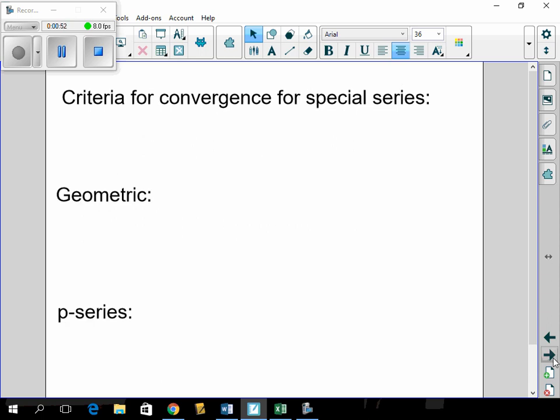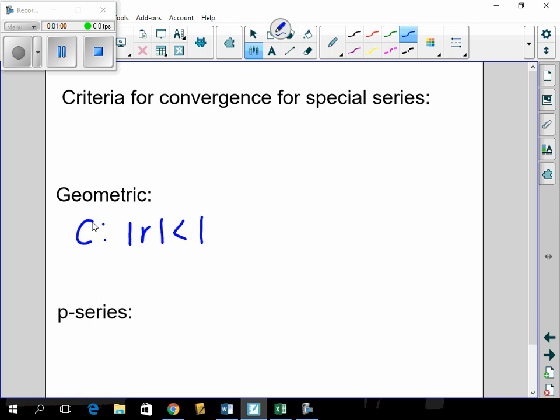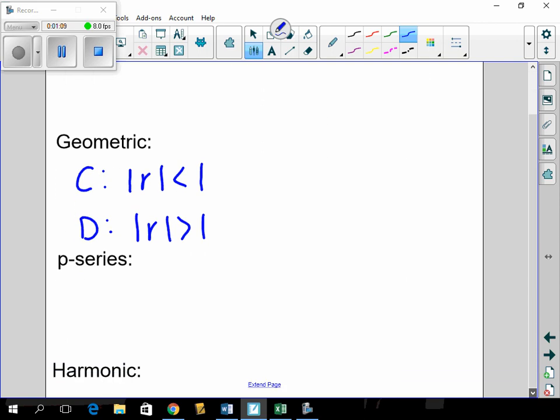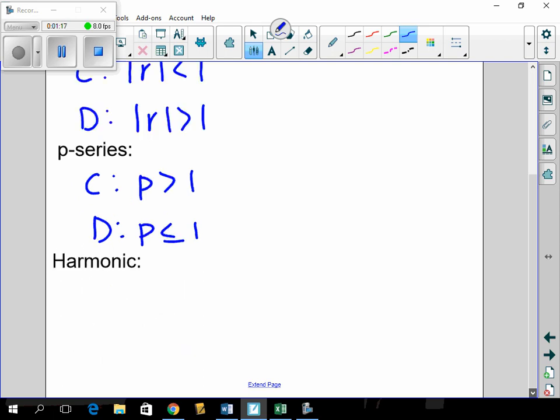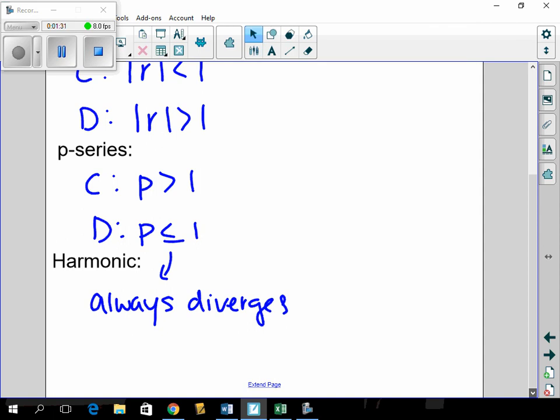We talked about the criteria for convergence for these special series. Just a reminder, geometric converges when the absolute value of R is less than 1, and it diverges when the absolute value of R is greater than 1. And for P-series, it converges if P is greater than 1, and it diverges if P is less than or equal to 1. Along with this is harmonic, and since that's when our P-series has P equal to 1, it always diverges. So these are criteria for special series that we talked about last time.